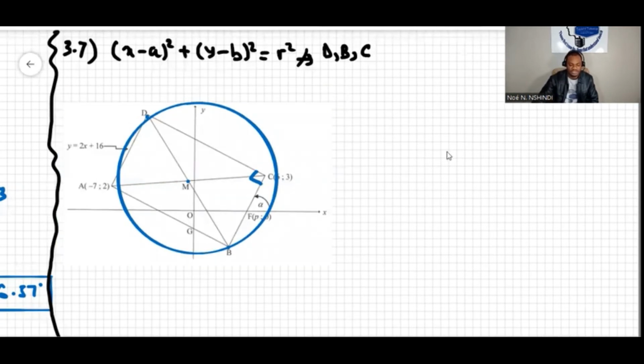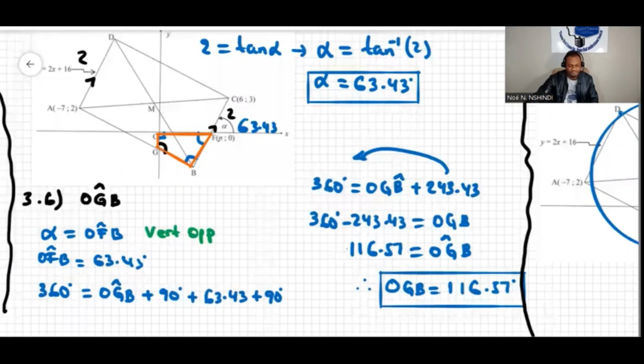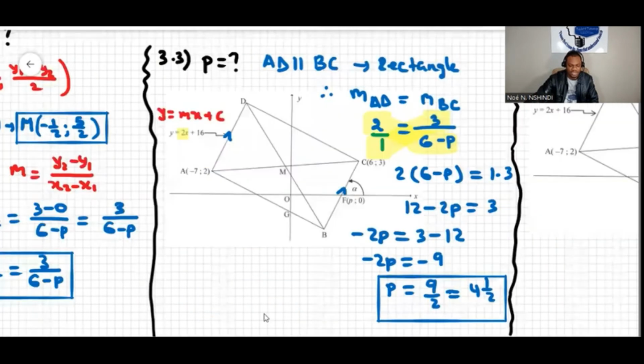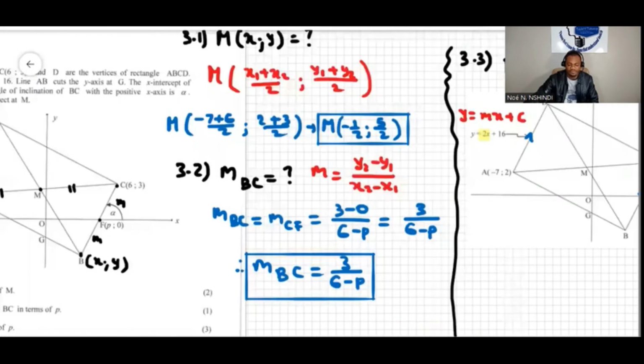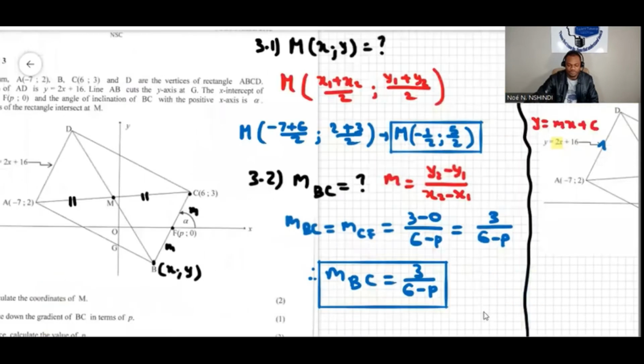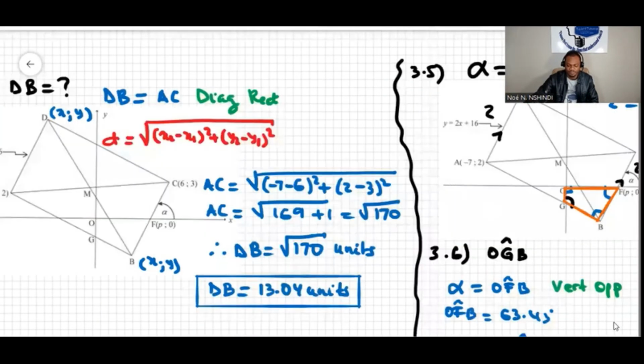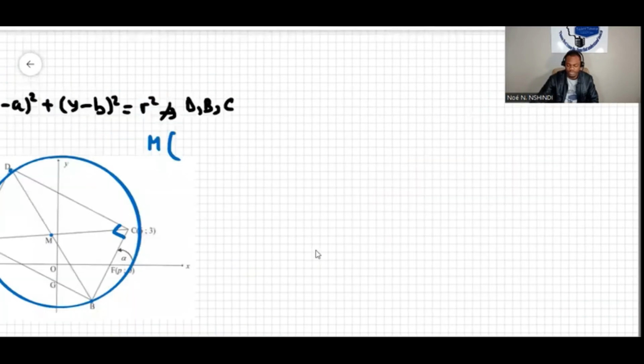M is the center of the circle with coordinates. We did find the value of M previously. It was -1/2 and 5/2. Let's see. M was, yes, -1/2 and 5/2 over there. So -1/2 and 5/2.